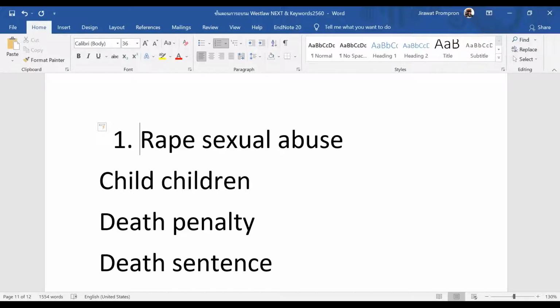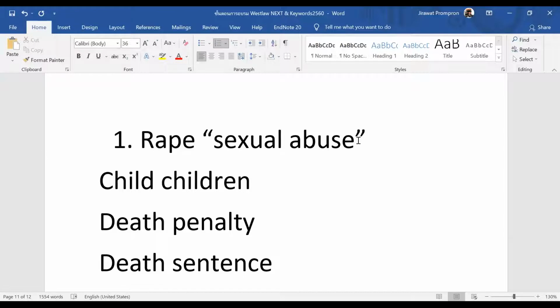The same idea with rape. If I use rape, the legal term may not use rape. They use sexual abuse. You may miss it. So I just line down the related terms or synonyms of the concept, and then put them all together.